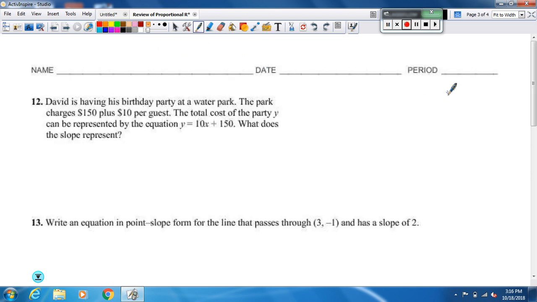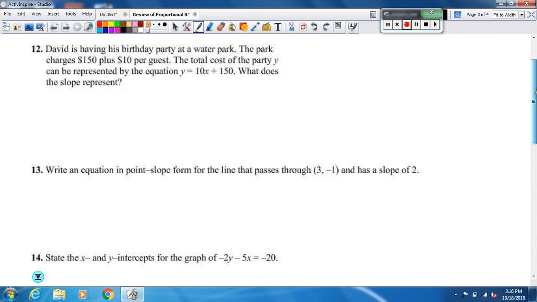Number 12. David is having his birthday party at a water park. The park charges $150. Okay, so the charge, oops, I don't even need that. Just a minute, let me read the question. The charge is $150 plus $10 per guest. The total cost of the party, Y, can be represented by the equation Y equals 10x plus 150. What does the slope represent?